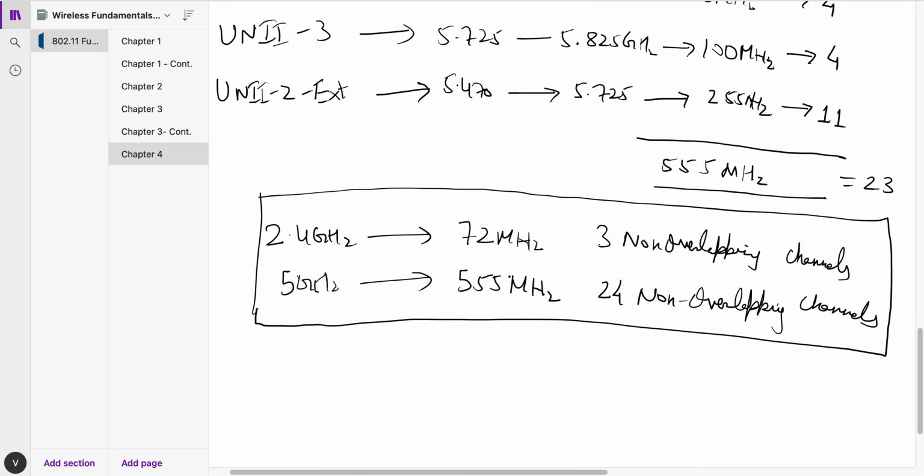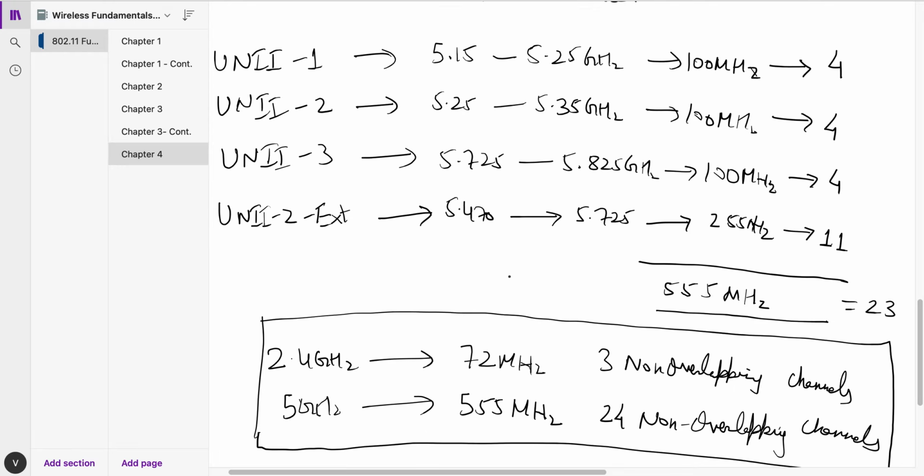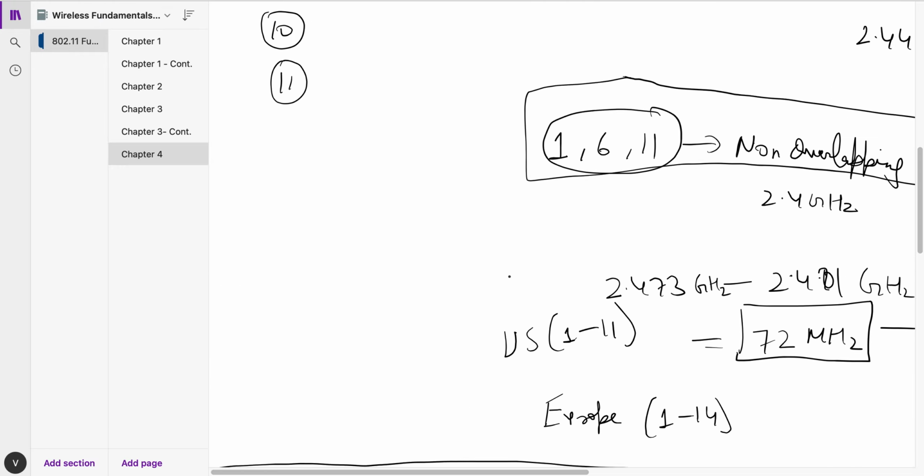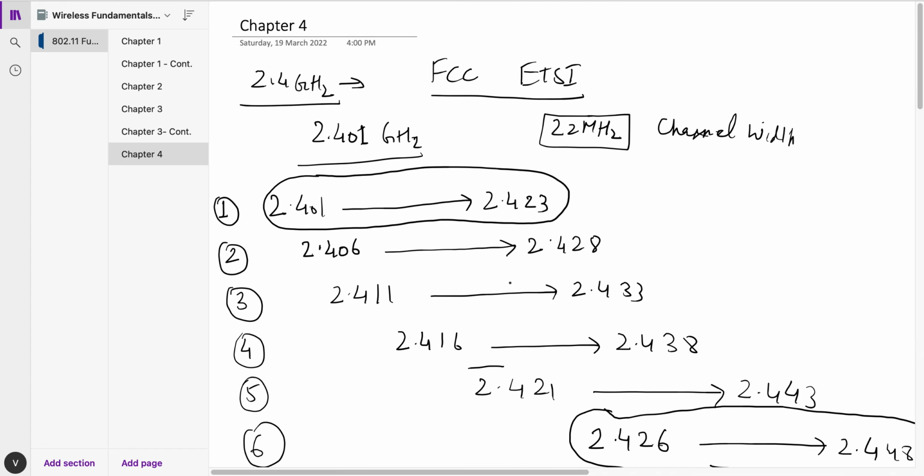Keep this in mind. You need not remember the maths, but you need to know why we say that 2.4 gigahertz is not good enough anymore. We need to go on 5 gigahertz now.